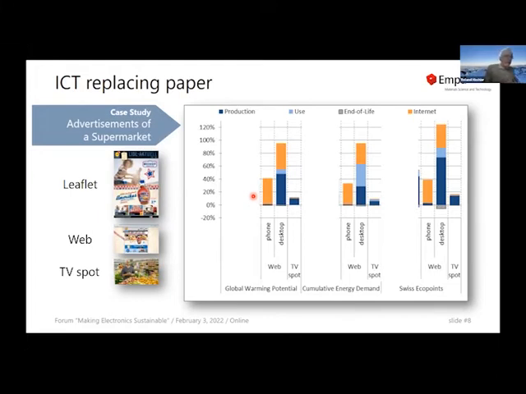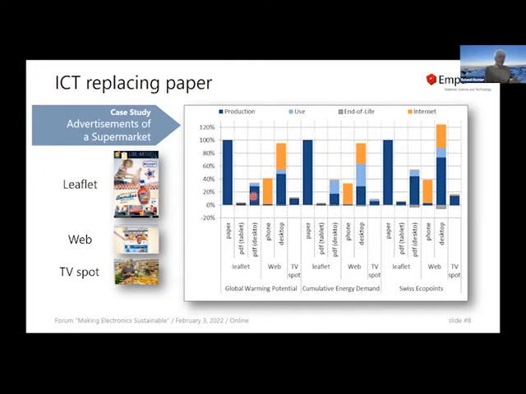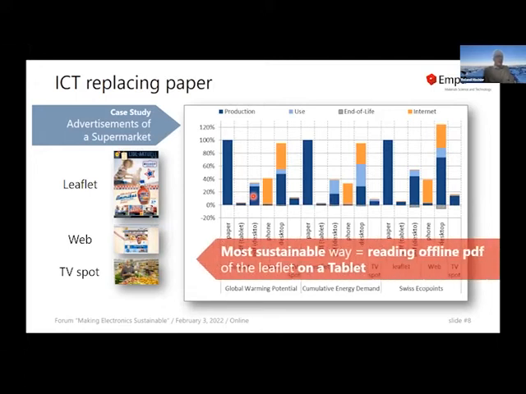Or they have the classical leaflets. And such a leaflet nowadays, it can be on paper form, or it can be a PDF on the internet. So what you see here is the paper form and downloading the PDF to a tablet or to a desktop computer. And so in the end, if we look on these elements here, we can see that the most sustainable way in this context here is to read offline the PDF of the leaflet on your tablet. So ICT replacing paper has a positive effect from an environmental point of view.